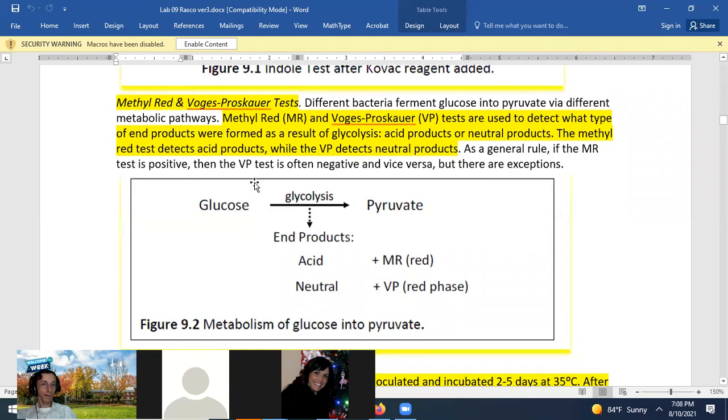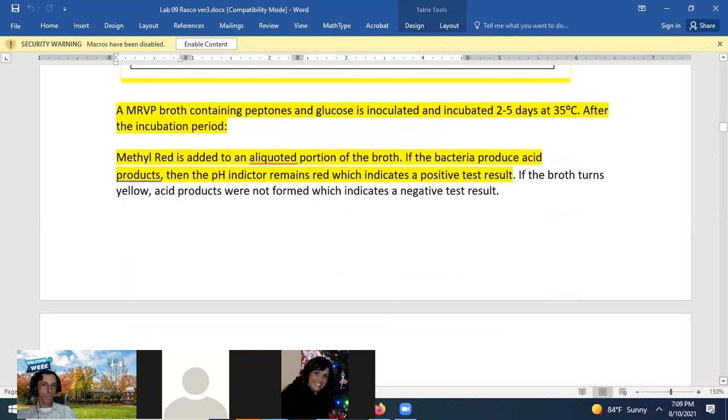The MR test and the Voges-Proskauer test are looking at the results of glycolysis, such as fermentation. If the glycolysis produces acid products, the MR test can distinguish it. So the MR test will be looking for acid end products in glycolysis. The VP test will be looking at neutral products from the glycolysis of glucose. The MR-VP test is incubated for 2 to 5 days. MR requires 5 days. If you run it for 2 days and it's negative, you then have to run it for 5 days. And so if you ask for that test in the unknown, I will not give it to you until 5 days.